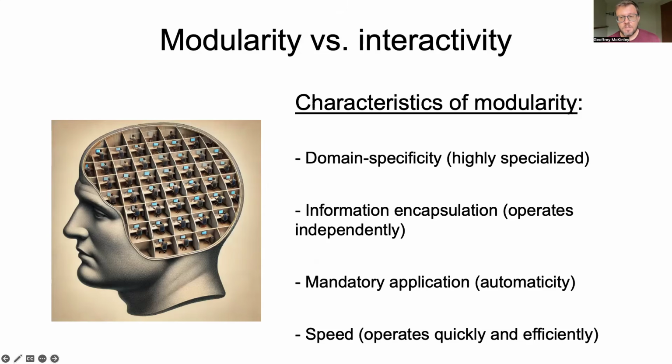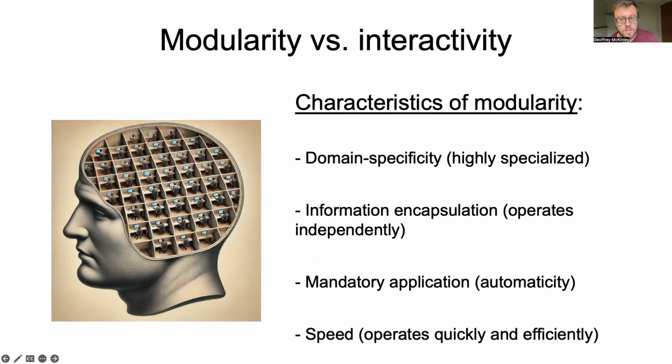The other thing is they display what's called informational encapsulation. And this just means that modular processing is not affected by what's going on elsewhere in the mind. So the modules cannot be infiltrated by background knowledge and expectations or by information in other different modules, right? The other thing, and we're going to talk about that in a second with these perceptual illusions that I'm going to show, is that they show mandatory application.